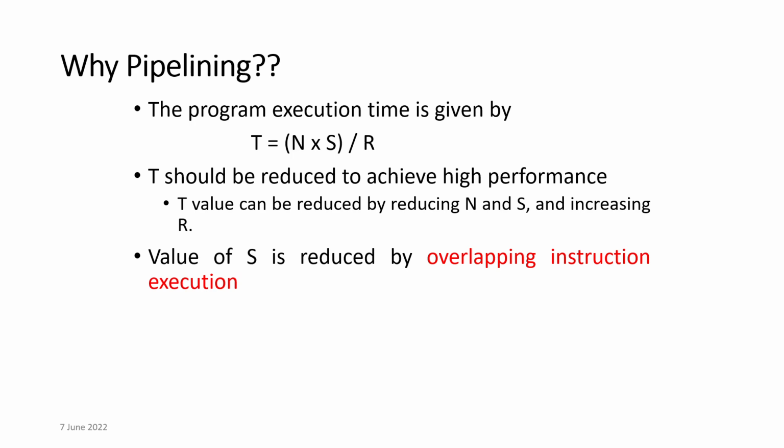N is the number of instructions in the program. S is the number of steps to execute one instruction, and R is the clock rate. Here the pipelining concept is used to reduce the number of steps to execute one instruction.